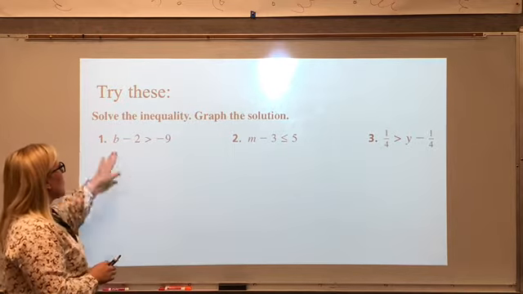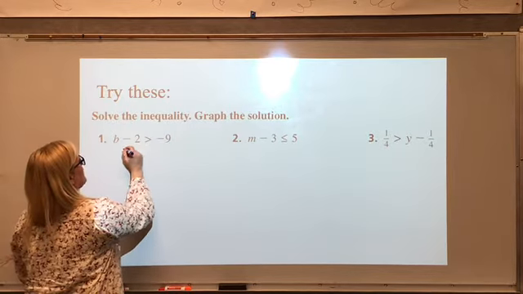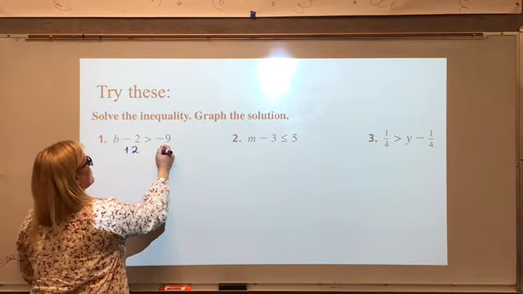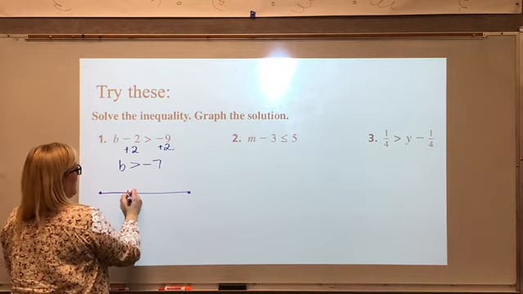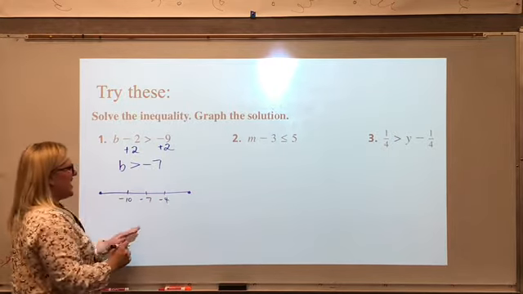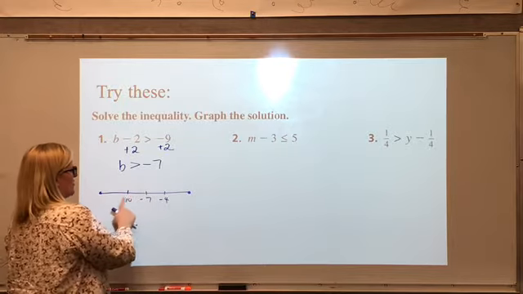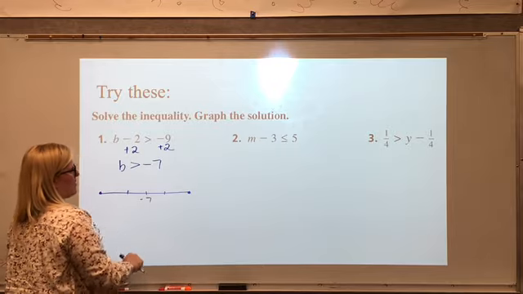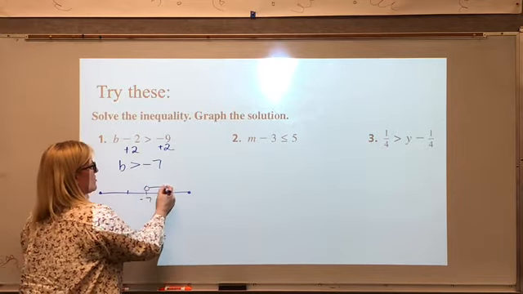Okay, so let's try these. I have b minus 2 is greater than negative 9. So I'm going to add 2 to both sides, and I get b is greater than negative 7. So if I'm graphing that, I can do negative 10, negative 7, maybe this is negative 4 right here. It doesn't have to be 1, 2, 3, 4, 5. It doesn't have to be anything like that. If anything, you could even just have a negative 7 right there if you really wanted. And b is greater than that negative 7, so it's an open circle. And it goes to the right.